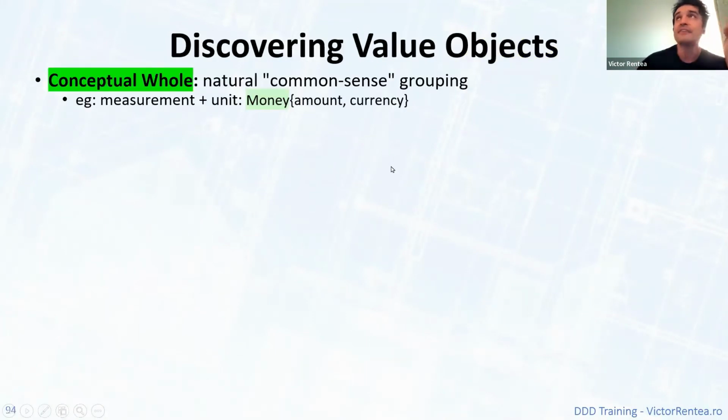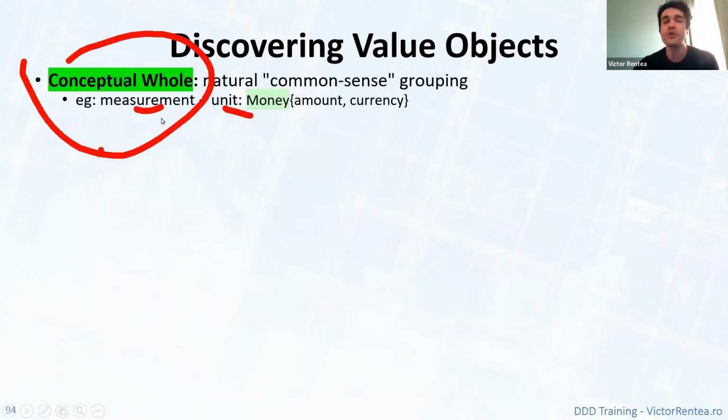Every time you find some common sense term, like the one we found today, interval, that's trivial, it wasn't a big deal, but maybe money with a currency. Every time these things naturally stick together, every time you have a measuring, that's a classic example, you measure something and you have a unit of measure, they should go into a value object.